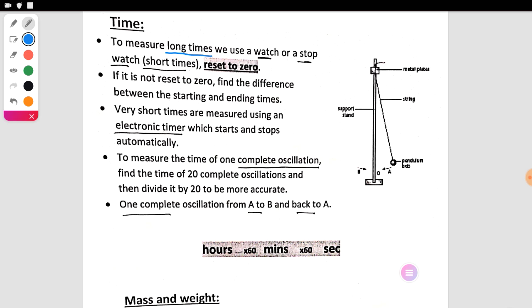Find the difference between the starting and ending times. Very short times are measured by using an electronic timer to obtain an accurate reading, which starts and stops automatically. To measure the time in one complete oscillation or complete vibration. What is the meaning of complete oscillation?